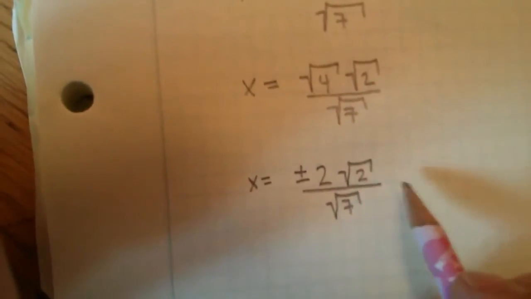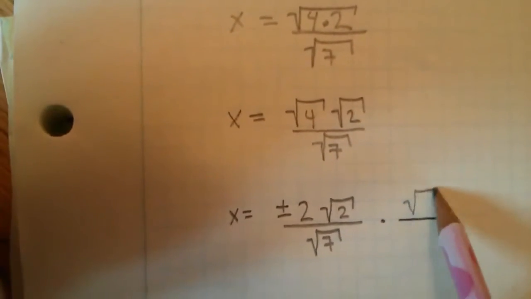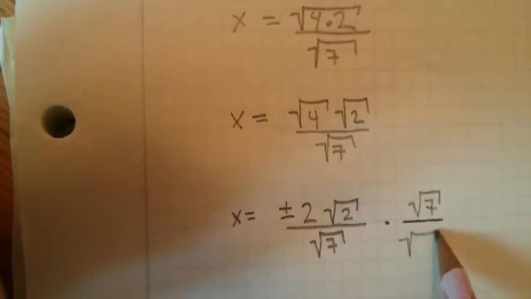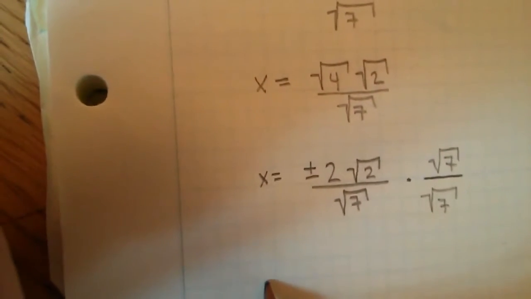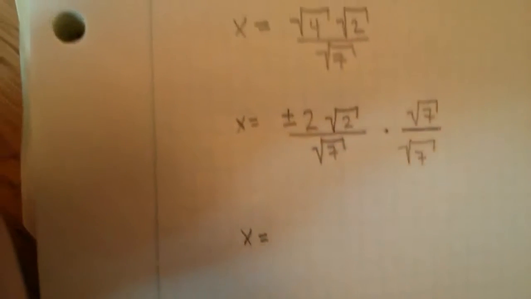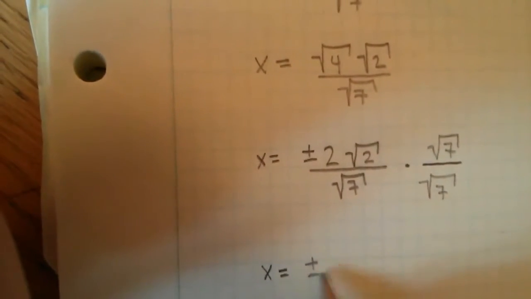Okay, so what is the square root of 4? It is plus or minus 2. We've got square root of 2 over square root of 7. Okay, now we're going to rationalize the denominator. We don't like that square root in the bottom. So I'm going to multiply this thing by 1 in the form of root 7 over root 7. So this here is going to be plus or minus 2.